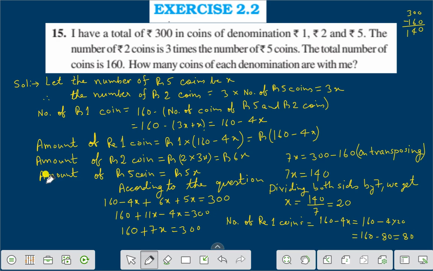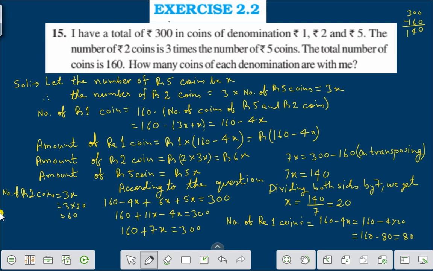Now the number of rupees 2 coins is equal to 3x, and the value of x is 20. 3 into 20 is equal to 60. The number of rupees 2 coins is 60.